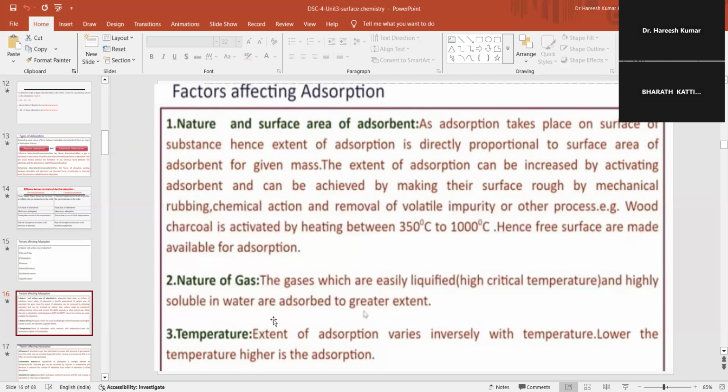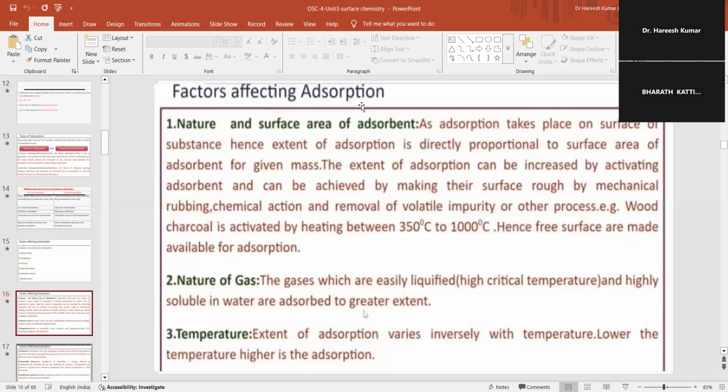Nature of the gas. The gases which are easily liquefied, meaning they have a high critical temperature and are highly soluble in water, adsorb to a greater extent. Temperature: the extent of adsorption varies inversely with temperature. That means adsorption is inversely proportional to the temperature. Lower the temperature, higher will be the adsorption.